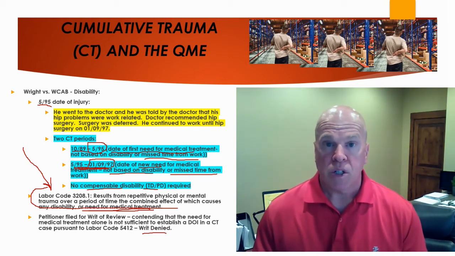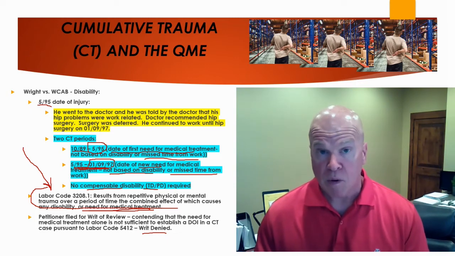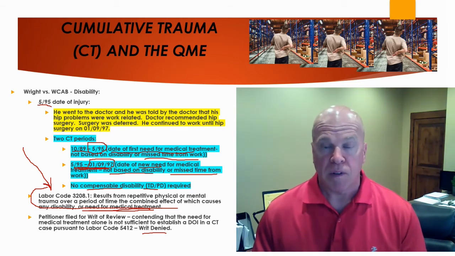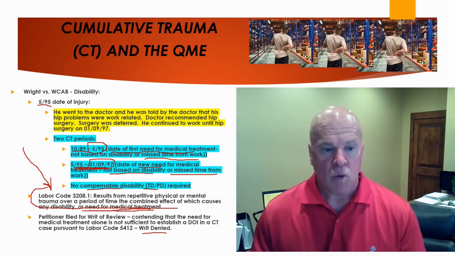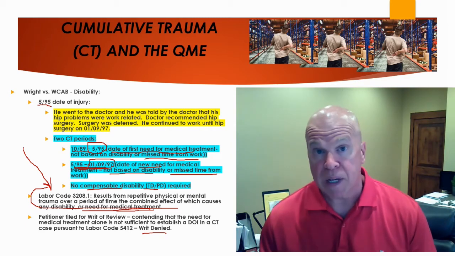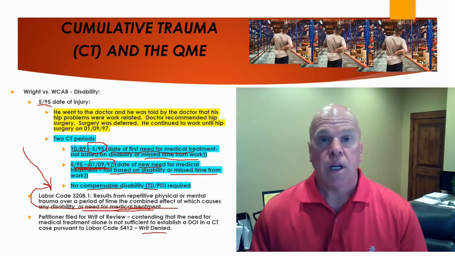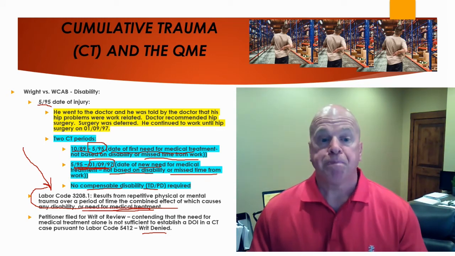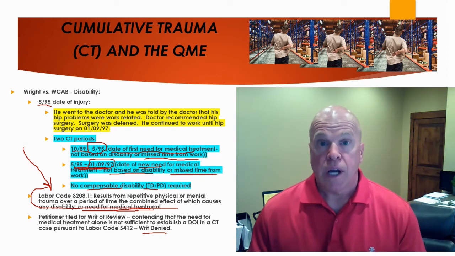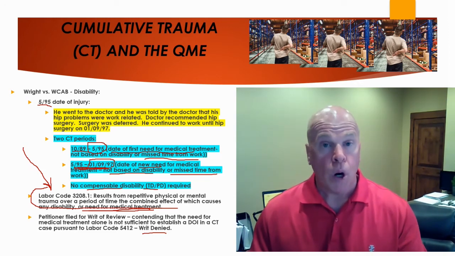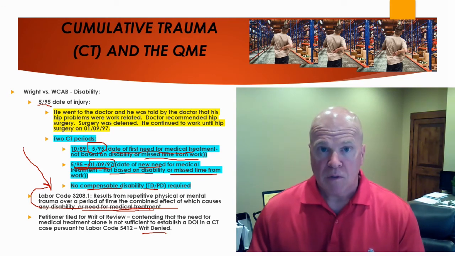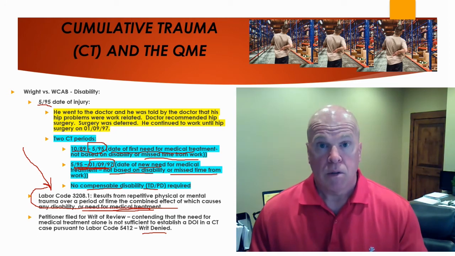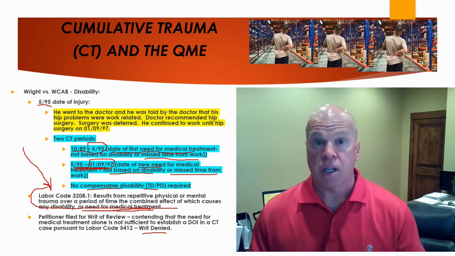So here we see 2 examples where medical treatment, or the need for medical treatment, establishes the disability under Labor Code 5412. This is important for us as qualified medical evaluators, because many of the examinees that we see are continuing or have continued in their unrestricted work duties up until a significant change in the medical treatment, such as in this case, or in the case of post-employment cumulative trauma claims, the employee continues unrestricted in their work duties up until the date of their termination or resignation.